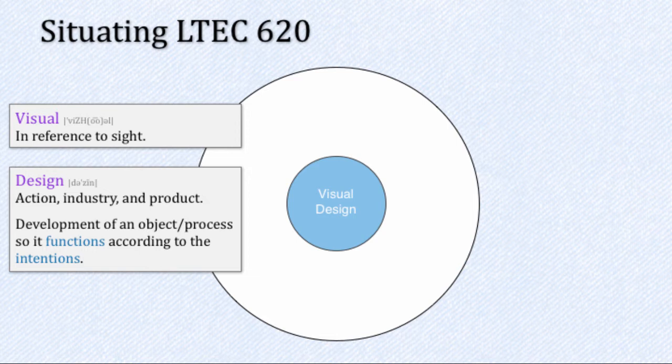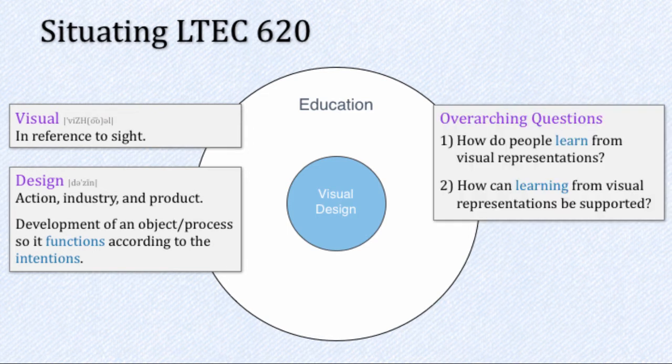In fact, we should ask ourselves, what is the context in which we are studying visual design? In LTEC 620, we are not studying visual design in a school of arts or a college of design. Instead, we're studying visual design in a college of education. So what does that tell us? It should remind us that we have to think about the functions and intentions of visual design through the lens of education.